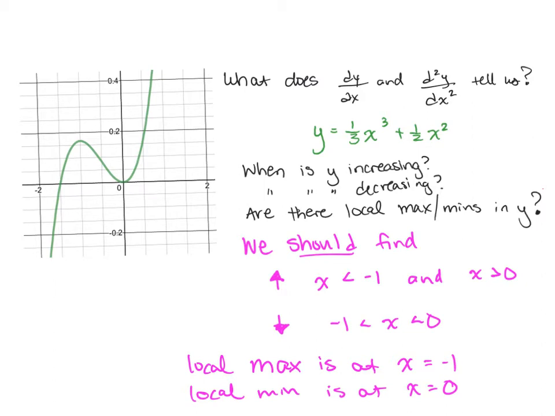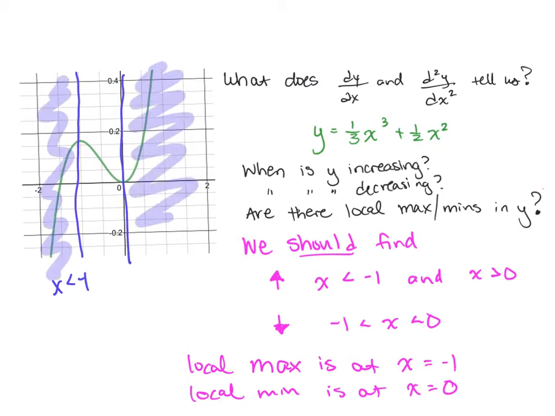And if you're looking at this, we should find that x is less than -1 and x is greater than 0, the function is increasing. So here's this line for like over here. This is x less than -1 over here, sorry, x less than -1 over here, x greater than 0 over here. And obviously you can see the function is increasing on that interval. It is increasing over here, and in between it is decreasing.